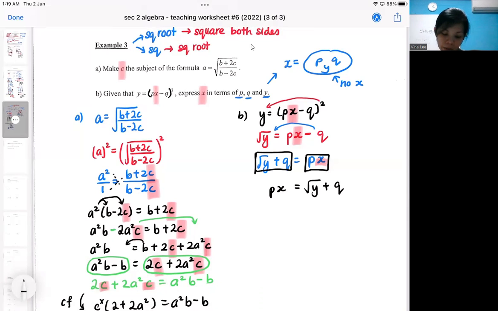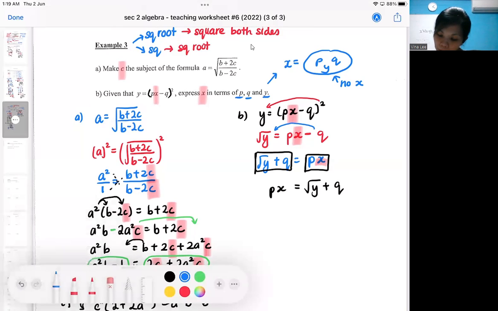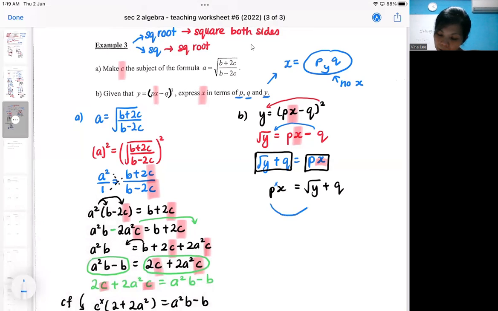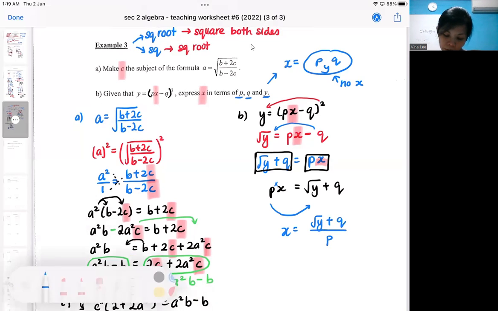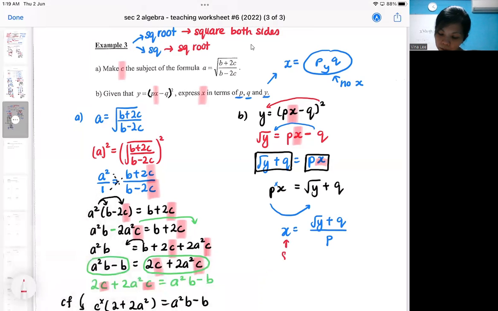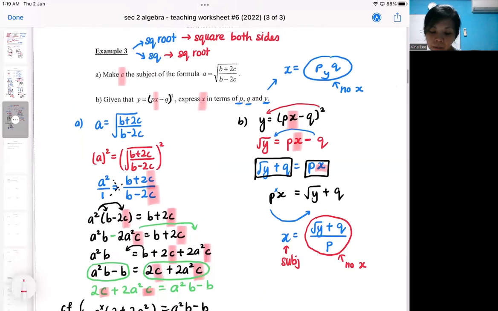One last step, you realize that your subject is multiplied to P, so you divide the P over. This is your subject, and your P, Q, Y are here. You realize that you've got no X; instead, you've got your P, Q, Y. So that's how we handle square and square root. These are the more difficult ones.